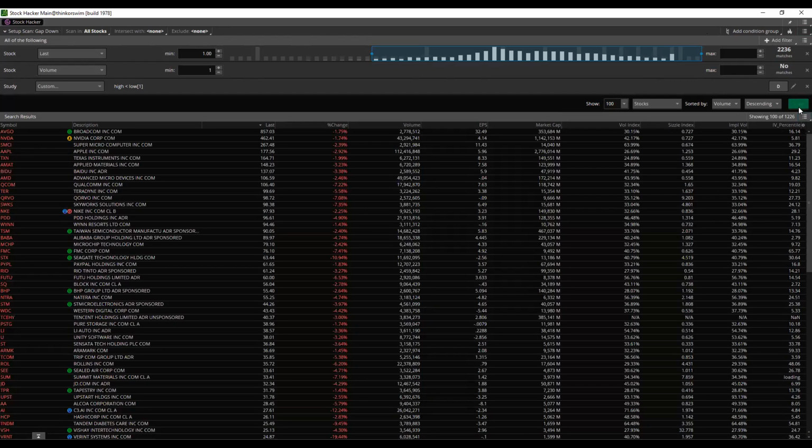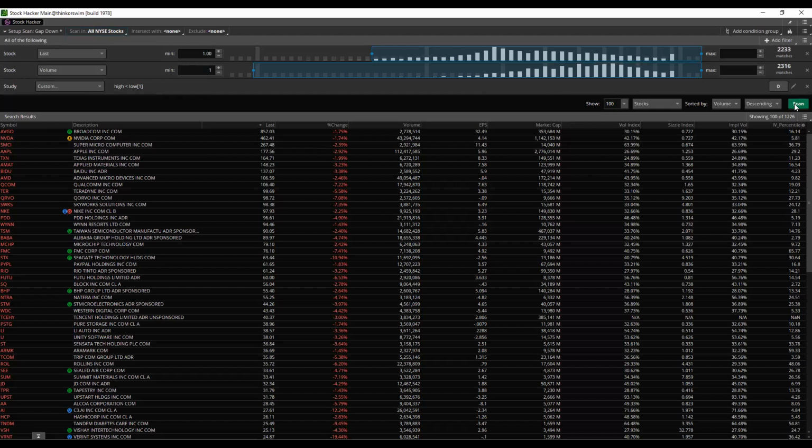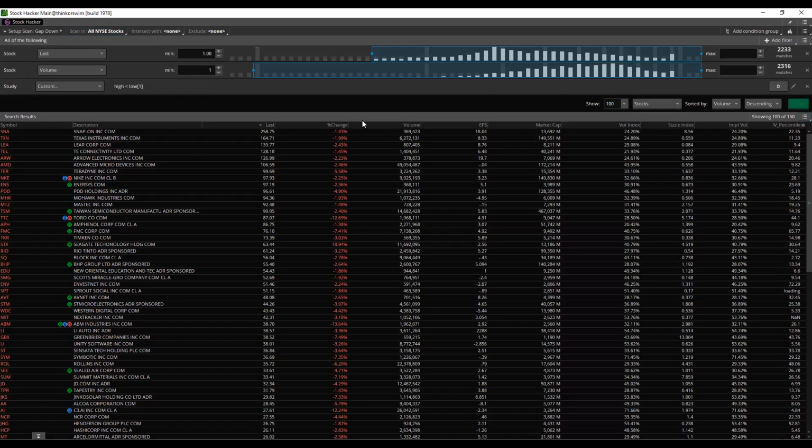Now when we hit scan here, you can see there are literally over 1,000 stocks popping up in the scan. What's a simple solution? If we come up to this tab that says scan in, right where it says scan in all stocks, we simply want to come to category and select all NYSE stocks. NYSE stands for New York Stock Exchange, so these are all of the stocks trading on the New York Stock Exchange. Then we'll rerun this scan, and you can see it is much smaller. Now it's only showing 150, so this is much easier to navigate.